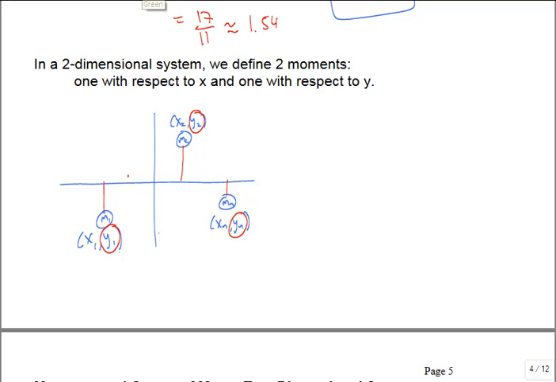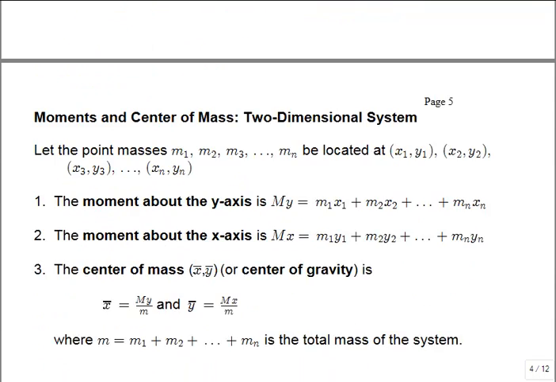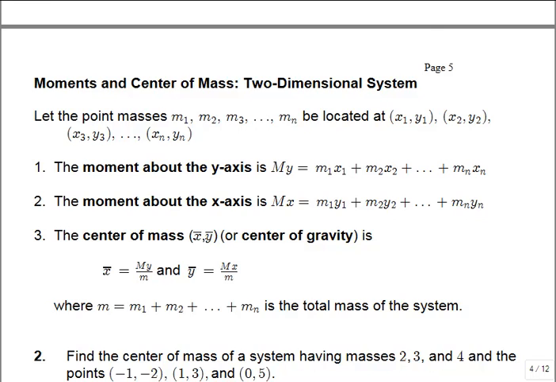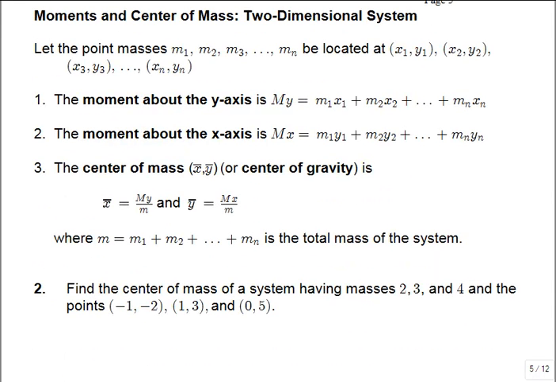And then if you have your moment about the y-axis, you would take your mass times the distance away from the y-axis, which would be this distance here, which is your x value, this distance here, which is your x value, and this distance here, which is your x value. So we're going to define an m sub x and an m sub y. So moments in center of mass for a two-dimensional system.